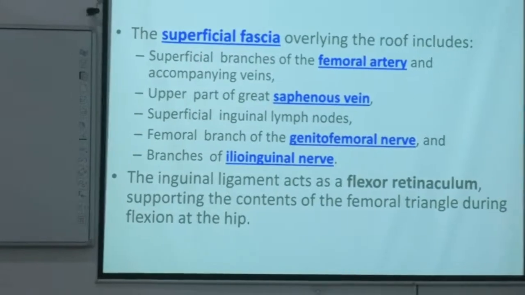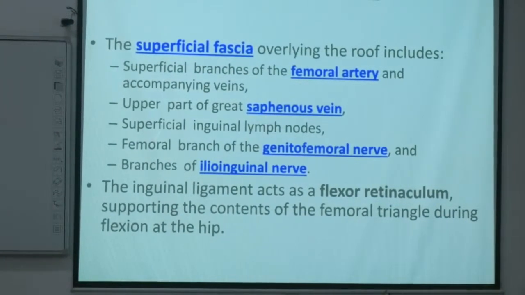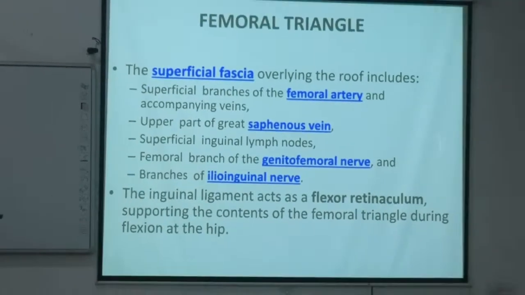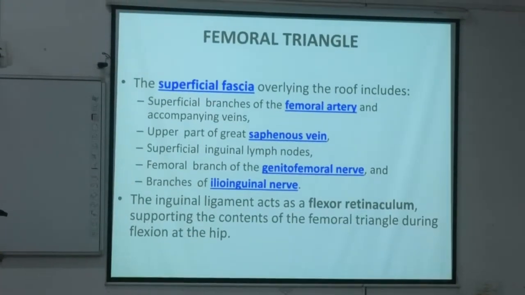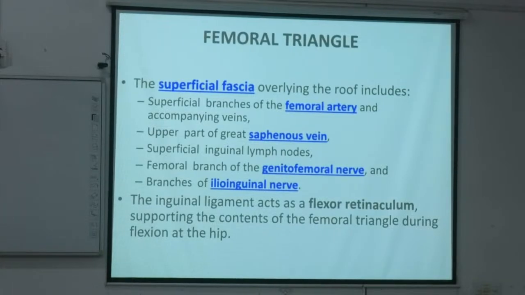Next, the superficial fossa. Overlying the roof, it includes these structures. These are important. Subcutaneous structures: superficial branches of the femoral artery. There are three superficial branches of the femoral artery, and accompanying veins.